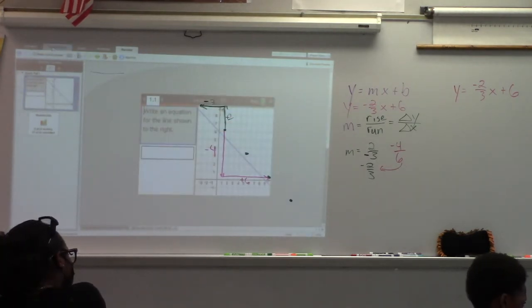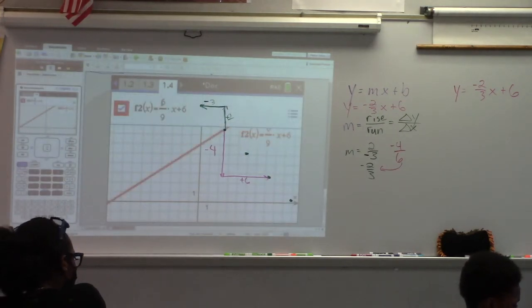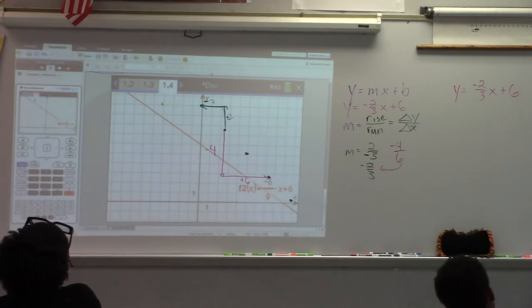What's positive? The slope was positive. If I put a negative in there, does that give me the correct graph? Yes. Okay. So you've got to be careful. You've got to have the x. You've got to pay attention to the negative to make sure you get it right.